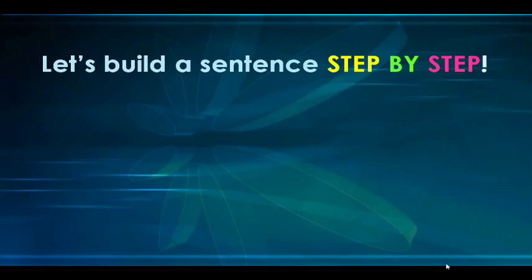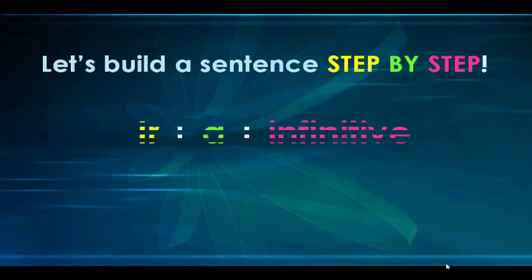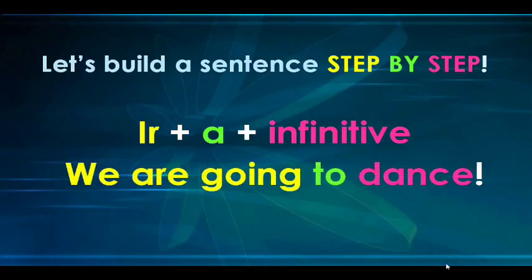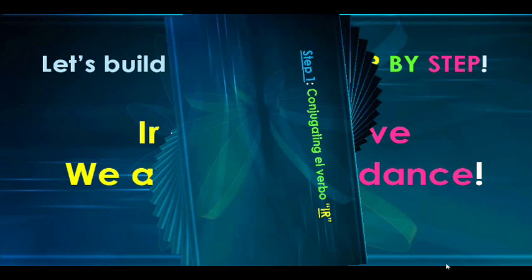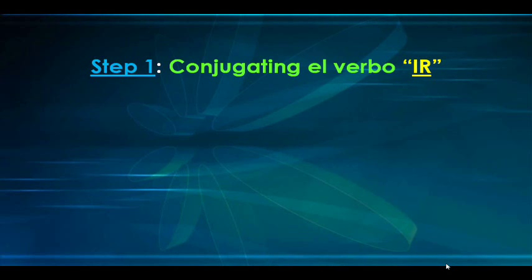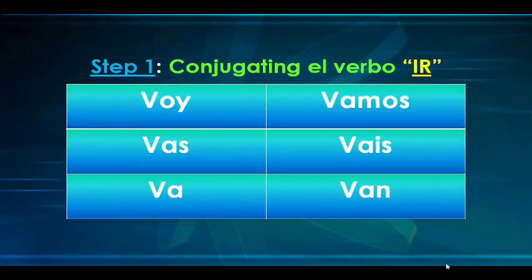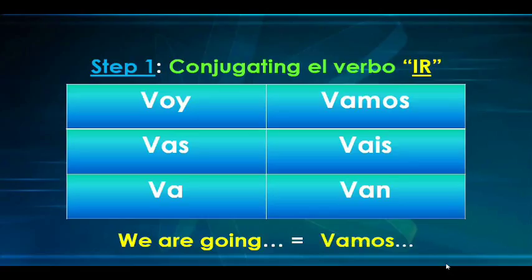So let's build a sentence. We're going to take this step by step using ir a infinitive. Let's try saying we are going to dance. Well, the very first step is to conjugate ir. And just as a reminder, we have the 6 different conjugation forms. Voy, vas, va, vamos, vais, van. Remember, ir is an irregular verb. So we said we wanted to be going. We are going to be doing something, which is going to be vamos.